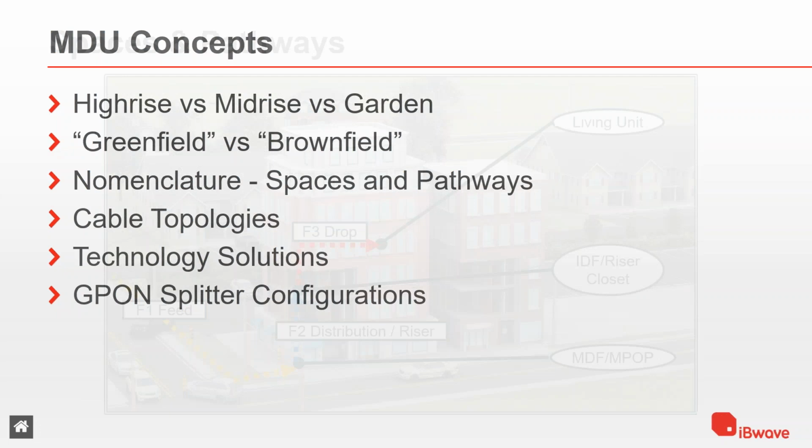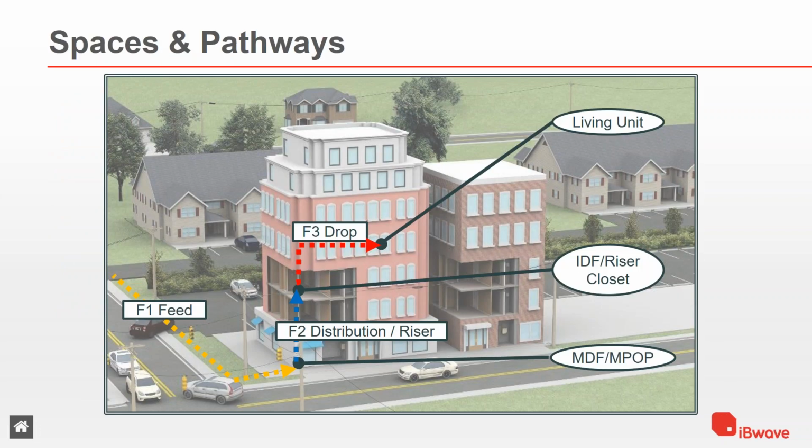Starting with spaces and pathways from the outside plant into the building, you have your F1 feed that would land in a main distribution frame, or MDF, also referred to as the MPOP, or main point of presence. From the MDF up the riser, you would have your F2 distribution cabling terminating in the intermediate distribution frame, IDF, or riser closets. From each riser closet, the drop then distributes out the horizontal to each individual living unit.